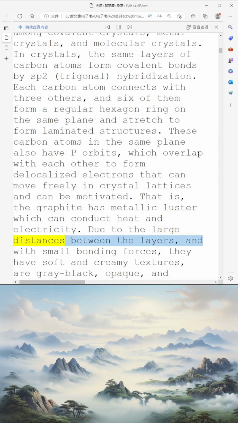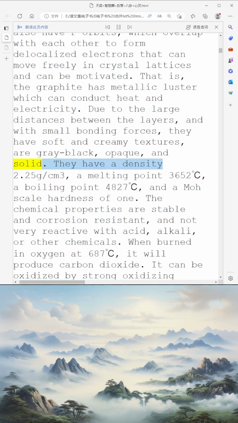Due to the large distances between the layers, and with small bonding forces, they have soft and creamy textures, are gray-black, opaque, and solid. They have a density 2.25 g cm3, a melting 0.3652 degrees Celsius, a boiling 0.4827 degrees Celsius, and a Mohs scale hardness of 1.